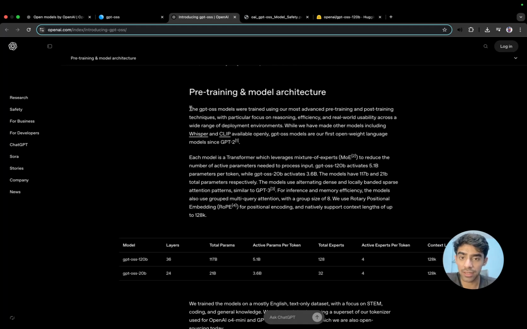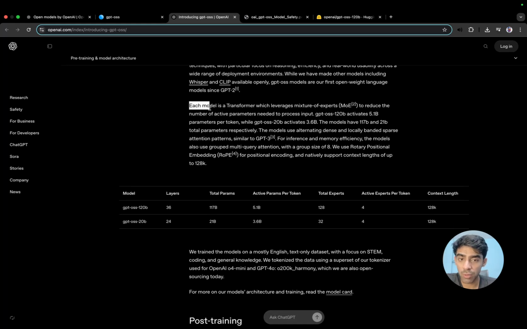So they have said that GPT OSS were trained using the most advanced pre-training and post-training techniques, with particular focus on reasoning, efficiency, and real-world usability. Each model is a transformer which leverages mixture of experts to reduce the number of activated parameters. So GPT OSS 120 billion activates only 5.1 billion parameters per token, while GPT OSS 20 billion activates only 3.6 billion. Fantastic, guys. This is what we wanted. These models have 117 billion and 21 billion total parameters respectively.